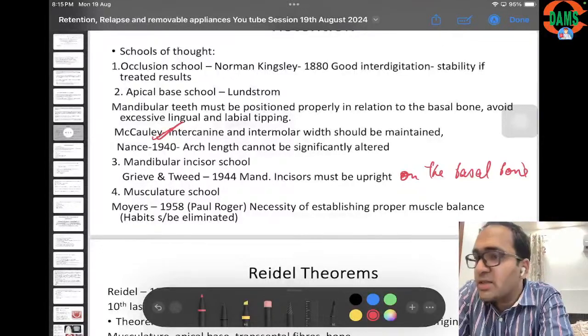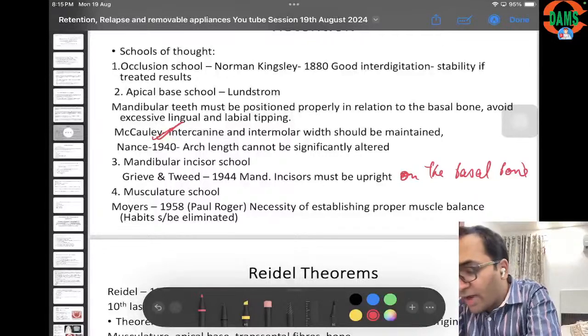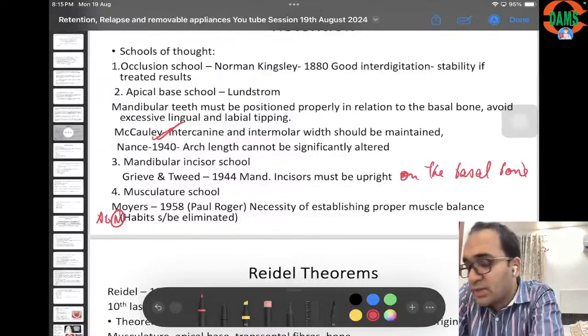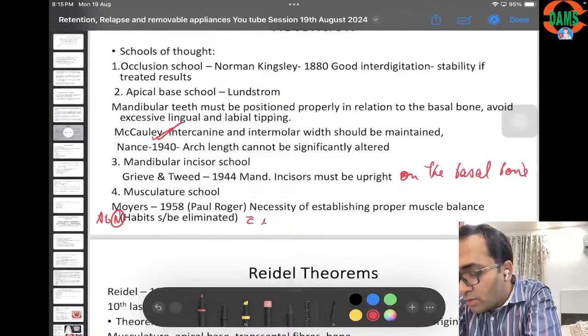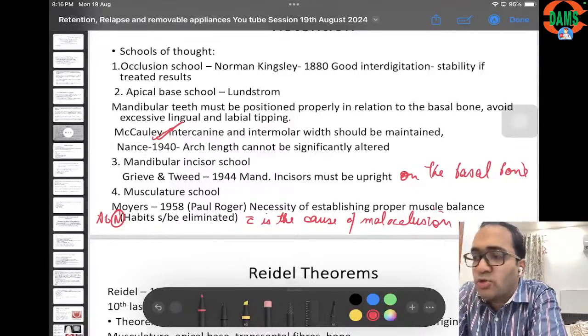So what is the proper muscle balance? That is basically the habits. The abnormal habits, which are the cause of malocclusion, should be eliminated.